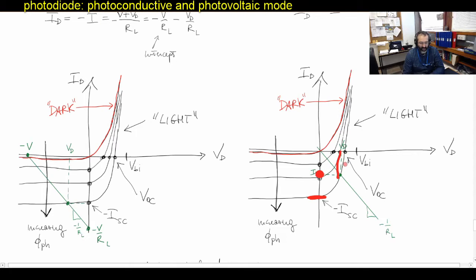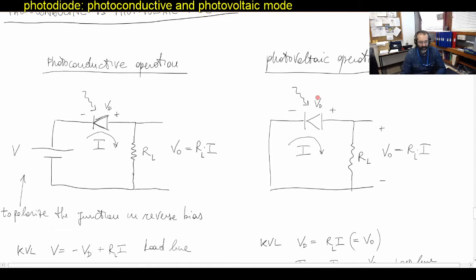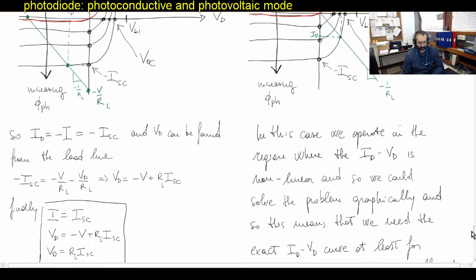Okay. But still, what we can see here is that in photovoltaic mode, in this circuit, the photodiode operates as a generator that has a certain voltage, VD, and produces some current that flows in this direction. Okay? That's why photovoltaic mode. Okay, so we found all these nice things.